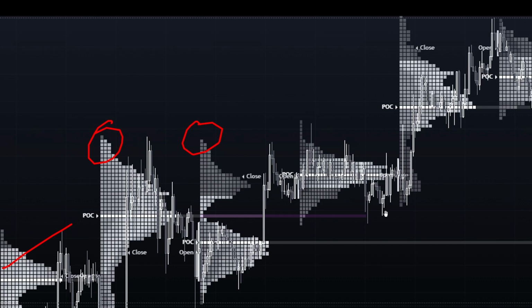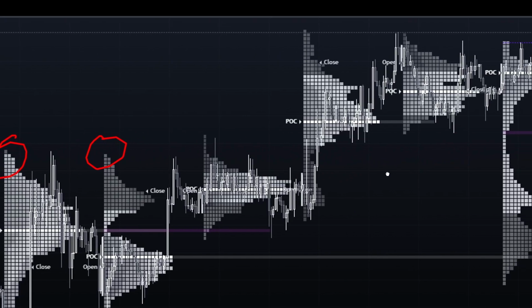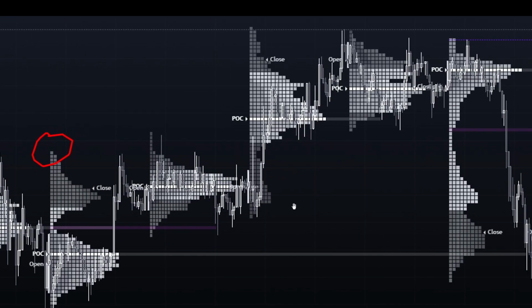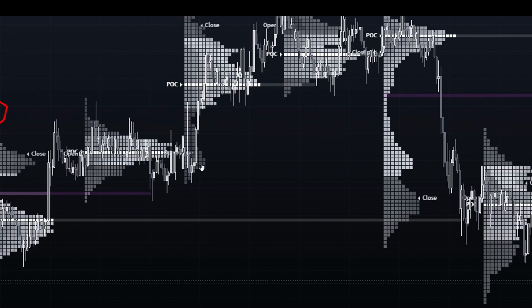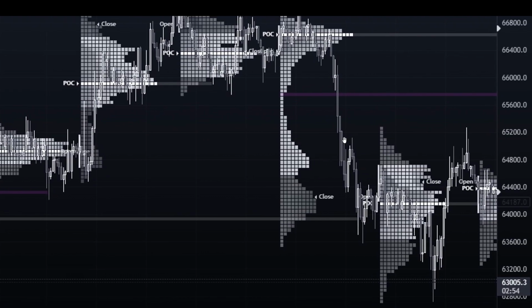Okay, but what happens right here is we begin to flip this level, push up, and a poor low is formed. Another poor low. And we came back and repaired it.